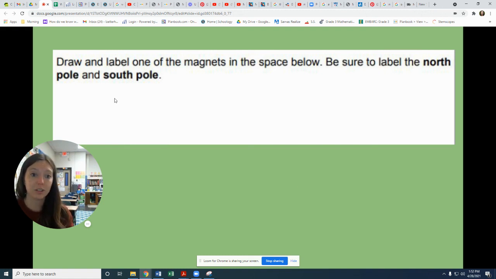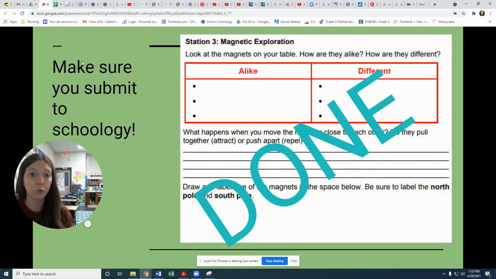Once you have finished this question, you may double check that everything on this page is done. You have 3 things here, 3 things here, 3 sentences on those lines, and then your picture that's labeled. And once you have done that, you may submit it to Schoology.